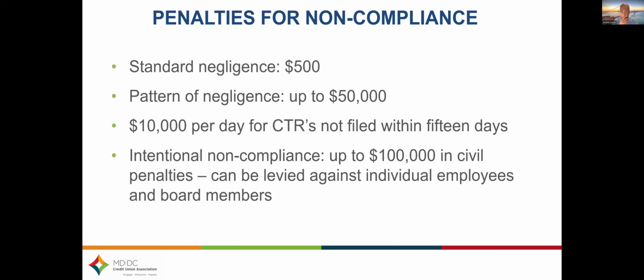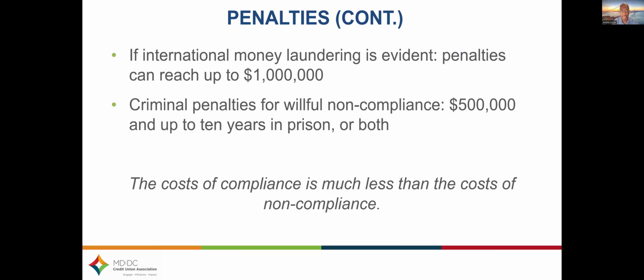It looks worse. Intentional non-compliance, $100,000. These things can happen, so make sure that you're looking at these. International money laundering, up to $1 million, and you can go to jail, prison, whatever. But the cost of compliance is much less than the cost of non-compliance. Make sure that you understand it. There are a lot of costs when it comes to compliance. If you need an automated monitoring system, they are expensive. Validation of your system is expensive. Hiring personnel can be expensive as well. But the cost of compliance is less than the cost of non-compliance, because when you run into non-compliance, you're in trouble.